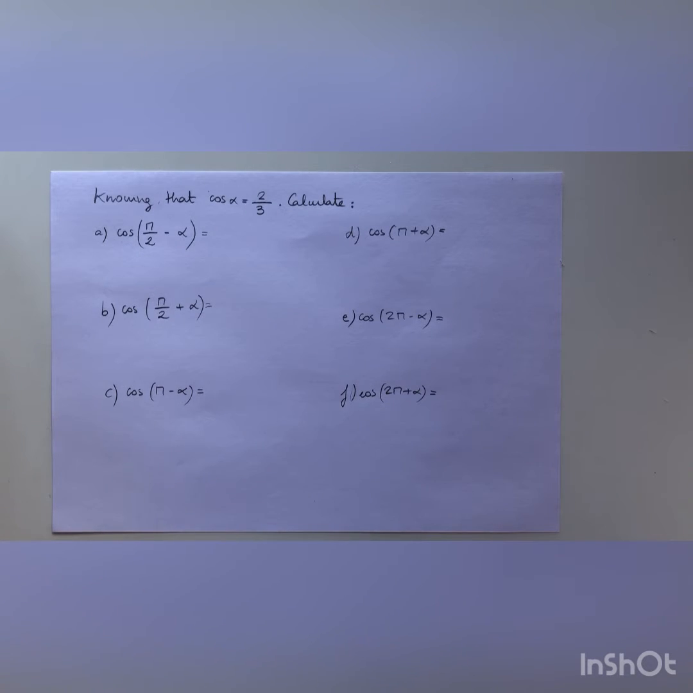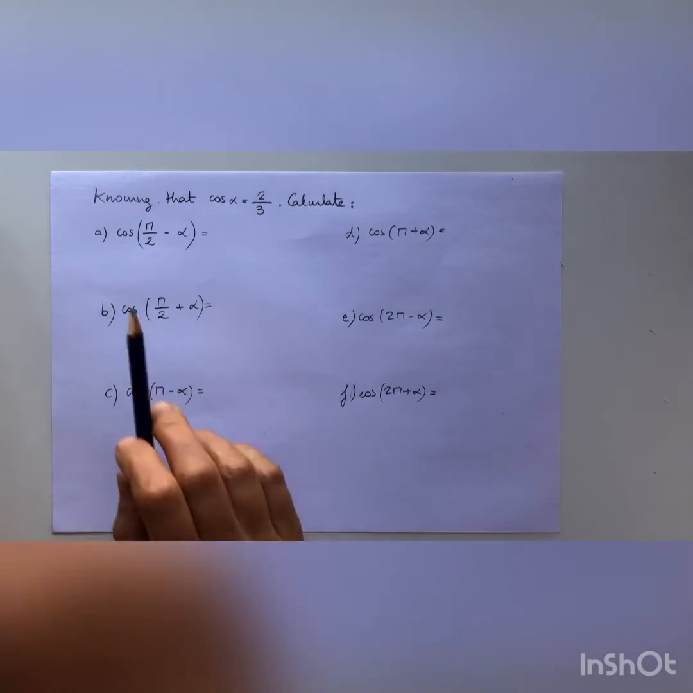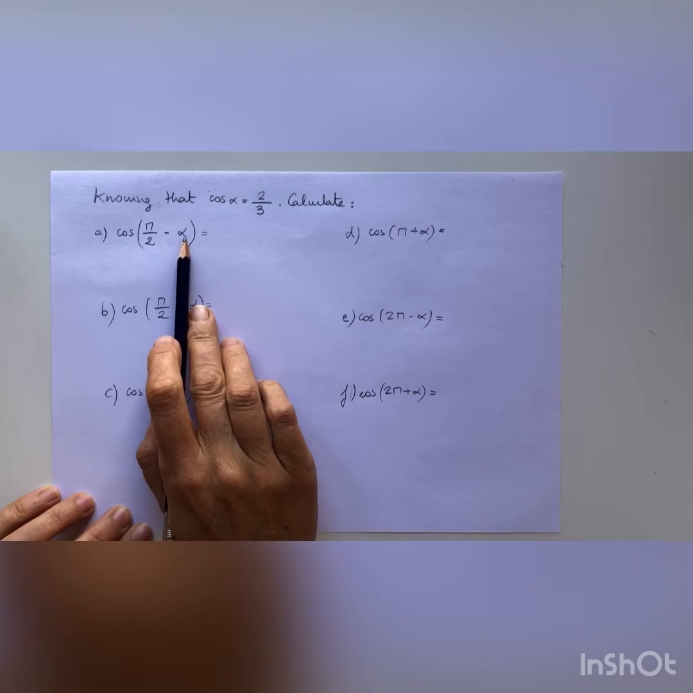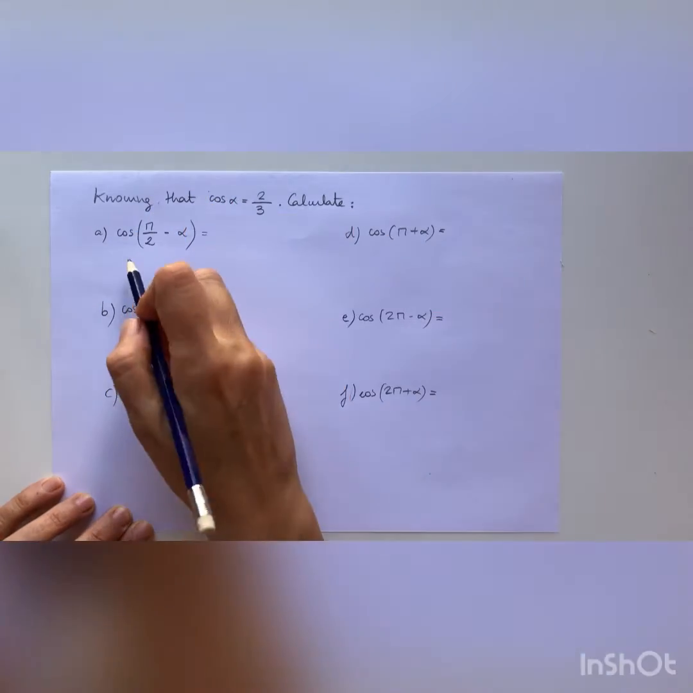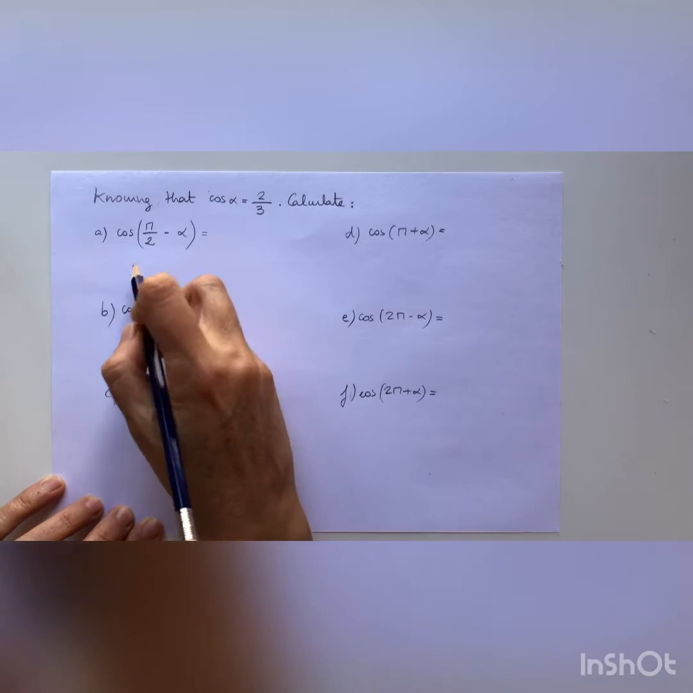It says, knowing that cosine of an angle alpha equals 2/3, calculate. First, cosine of pi halves minus alpha. We are going to use the unit circle all the time. Let's draw this situation.